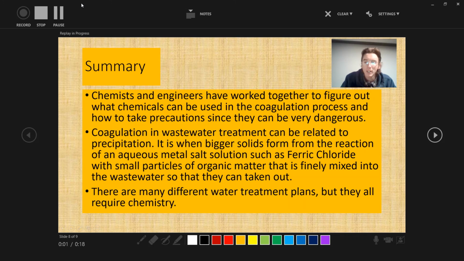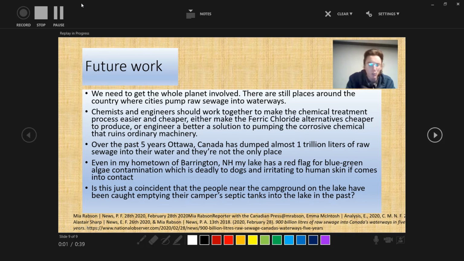In summary, there are many different types of wastewater treatment facilities around the world, but they all need some type of chemistry. They usually rely on some type of metal salt for the process of coagulation to limit the contaminants that would otherwise be very hard to remove from wastewater, so that devastation does not happen in our ecosystems around us. So there's actually so much future work involved in the wastewater treatment world.